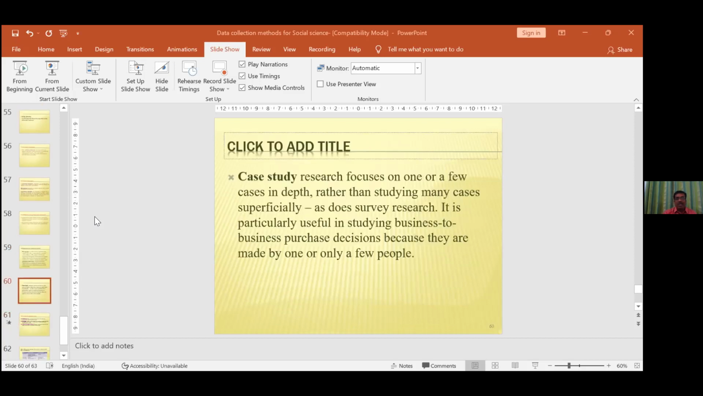What is a case study? What is case study research? Case study research focuses on one or a few cases in depth rather than studying many cases. Okay. You can say, for example, they may study one case, or otherwise they may compare one case with another, one organization with another organization.